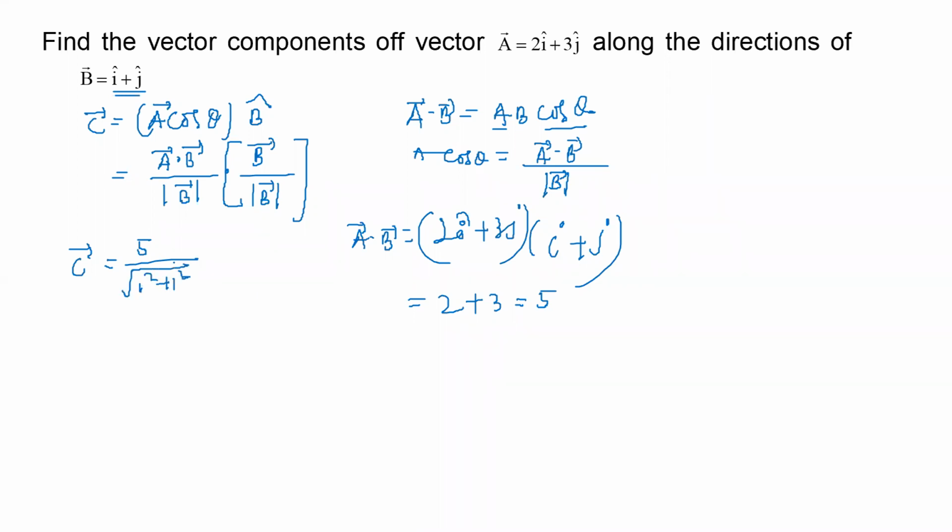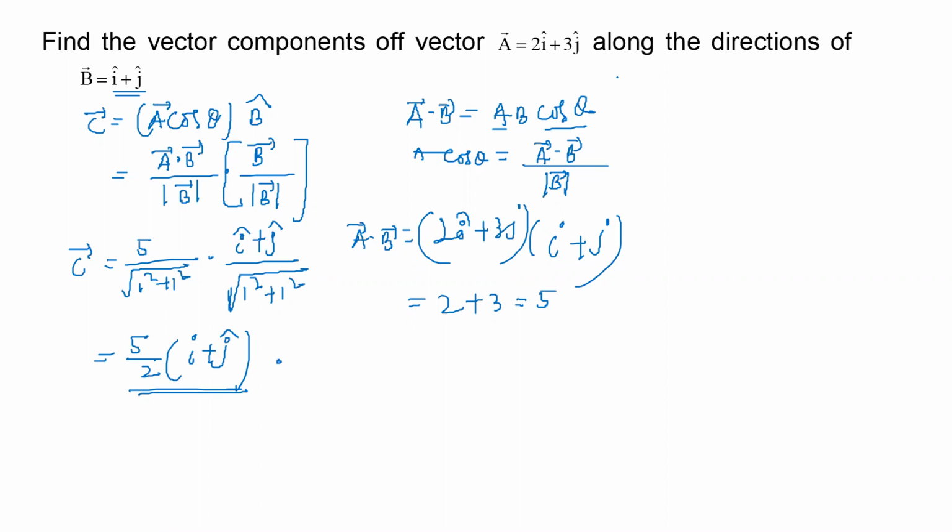That is root over 1 square plus 1 square. Again, B vector, students, how much? i cap plus j cap. In place of B vector, I wrote i cap plus j cap. Again, the magnitude of B is root over 1 square plus 1 square, so that is 5 divided by root 2 into root 2, how much? 2. So that is 5 by 2 (i cap plus j cap). 5 by 2 (i cap plus j cap) is the required answer.